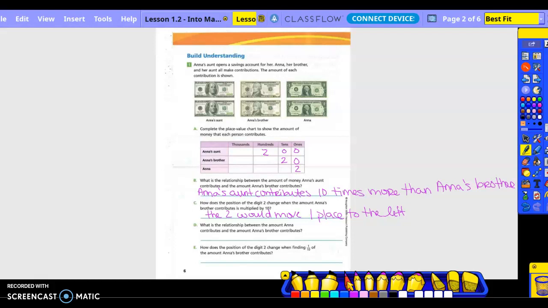What is the relationship between the amount Anna contributes and the amount Anna's brother contributes? So hers is it less or more? Less. So hers is 1, what? 1/10 of her brother's. Okay. So Anna contributes 1/10 of what her brother does.